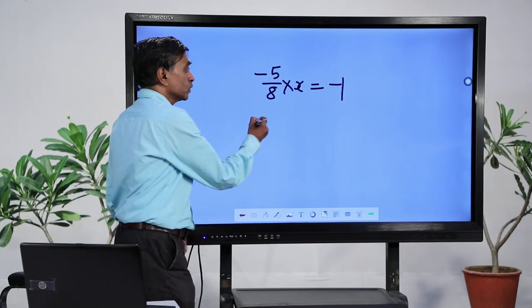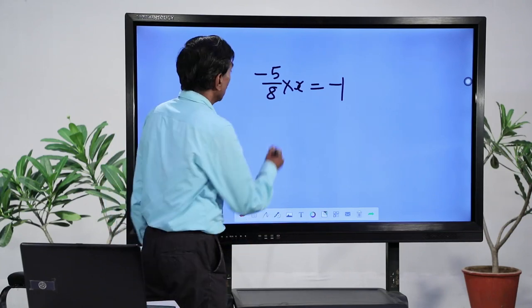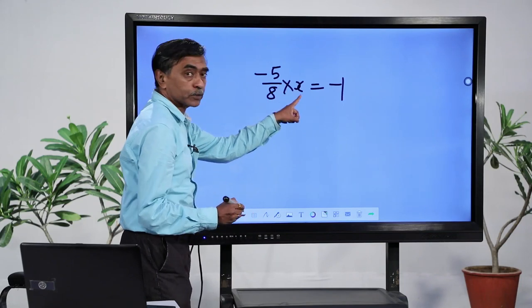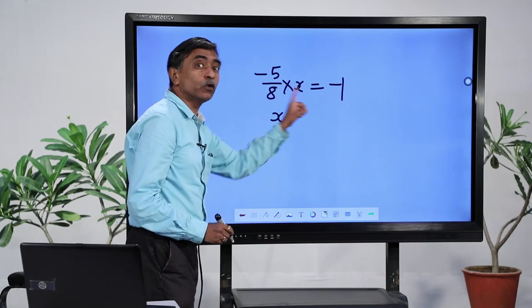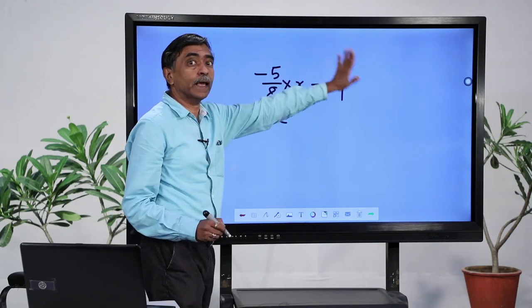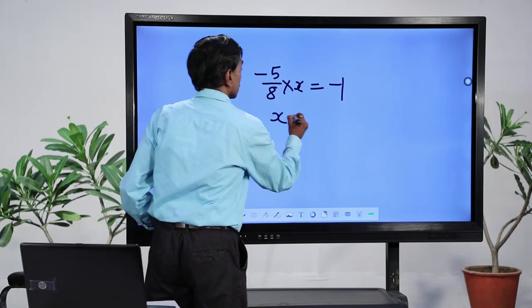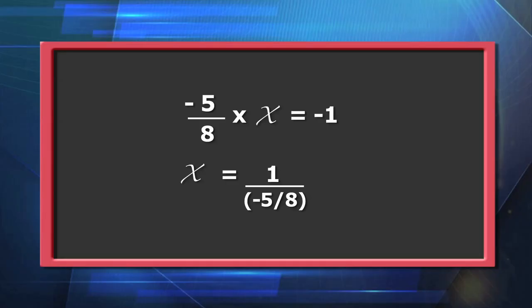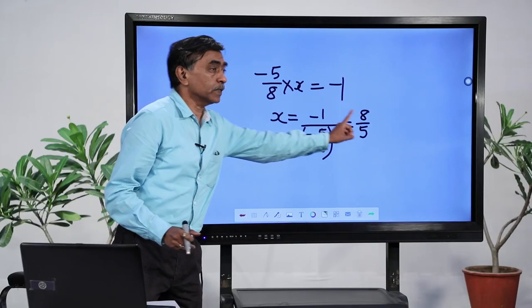And so, we use the process of solving an equation. Here it is minus 5 by 8 multiplied by x. So, what I do is I divide both sides by minus 5 by 8 so that here I get 1 and there I get the desired number. So, x is equal to minus 1 upon minus 5 by 8, and that is nothing but 8 by 5. So, the value of x is 8 by 5.